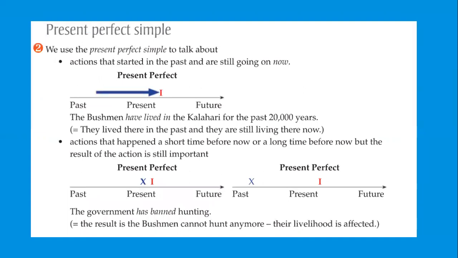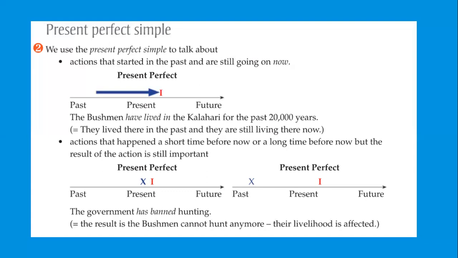Now, present perfect simple. We use present perfect simple to talk about actions that started in the past and are still going on now. So when you use perfect tense, it is for things which are already done and still going on. See here, the example is already given. The Bushmen have lived in Kalahari for the past 20,000 years. So they were living there and still they are living there. So here we have used present perfect tense. They lived there in the past and still they are living there now.